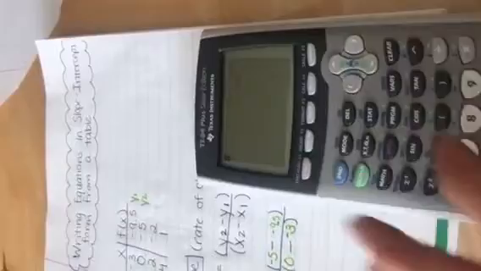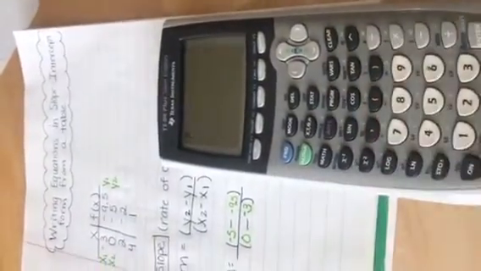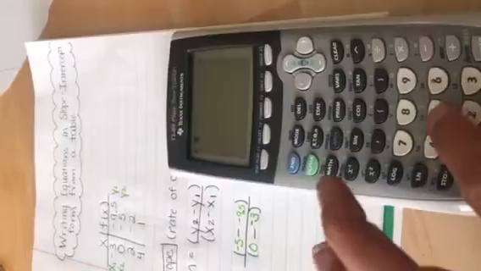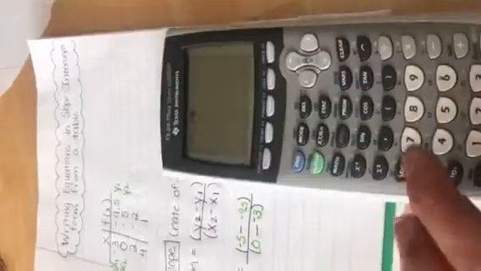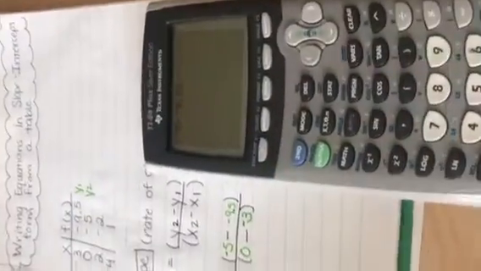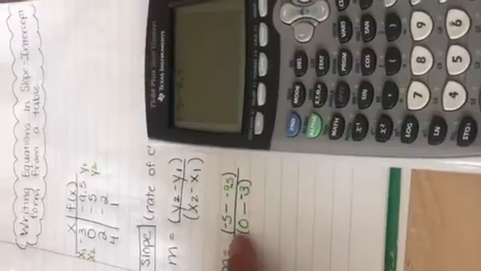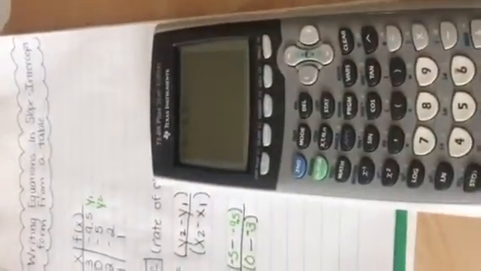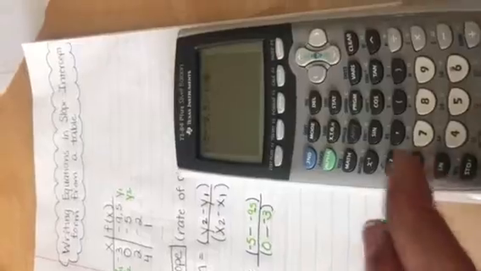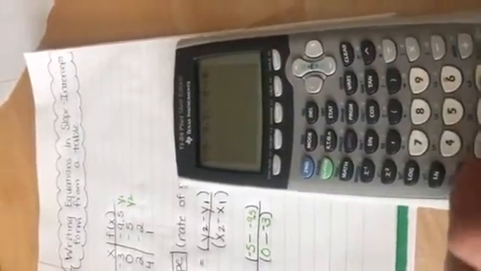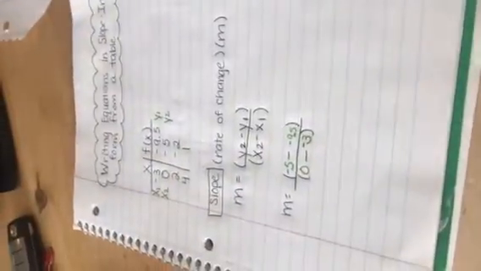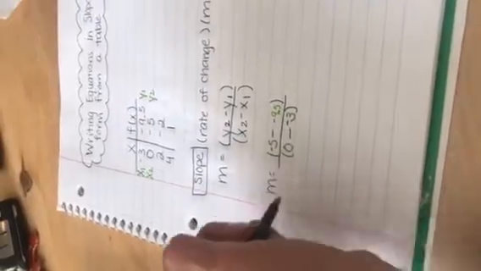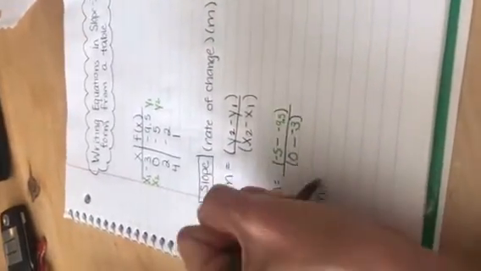All right, we're going to type in our equation just how we see it. So I'm going to hit clear and do parentheses -5 minus -9.5, close parentheses, and then our division sign, parentheses 0 minus -3, close parentheses. Okay, we have 1.5. Our slope is 1.5. M equals 1.5.